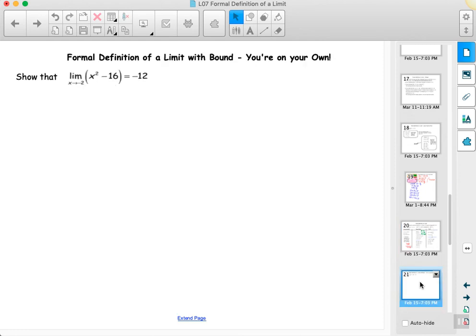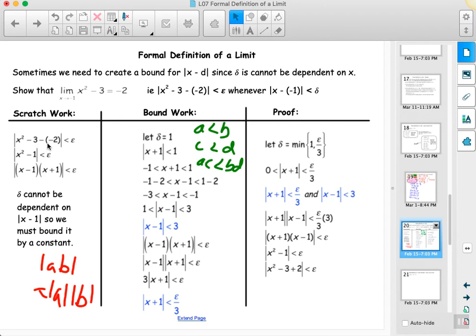I'm going to suggest again that you stop the recording at this point in time. Initially set up like this, the absolute value of f at x minus your L is less than epsilon. That thing will be factorable. You're going to have two factors, one of which you need based on your A value. To find a bound for the other one, you're going to let delta be equal to 1.